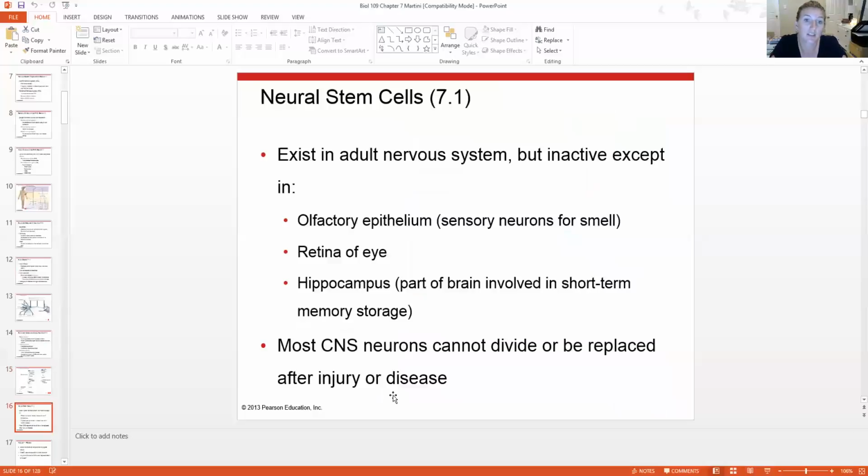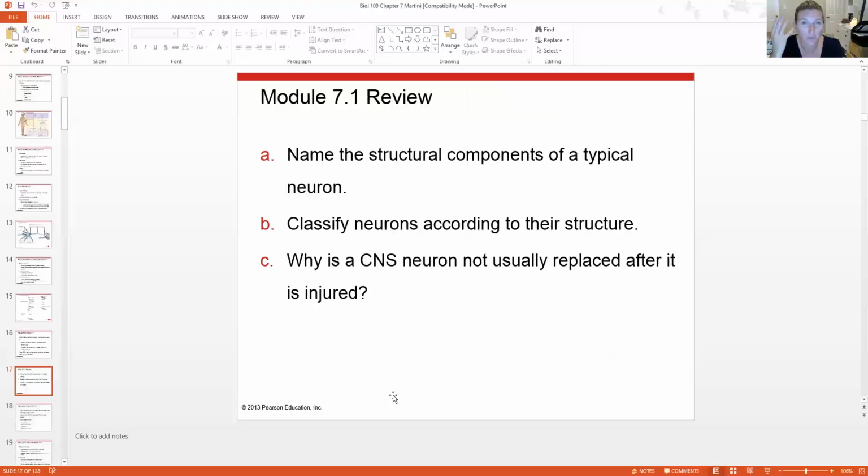These do exist in the adult nervous system, but they're very inactive. In our olfactory system, in other words, our sense of smell could go away. Those neurons don't replace themselves. The retina of our eye, same thing, not replacing themselves. The hippocampus, which is a memory area of our brain. Most of the central nervous system neurons will not undergo mitosis. They will not be replaced after they have been destroyed or diseased, but the stem cells are there. They're just very inactive. So one thing is, how do we activate them?